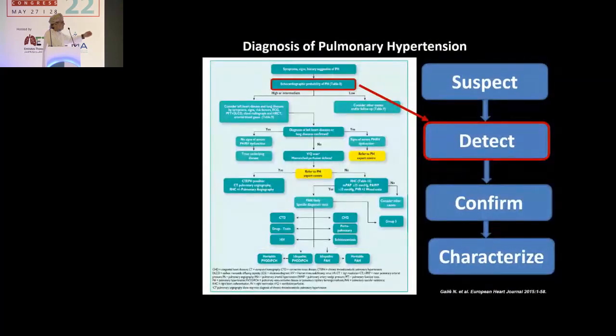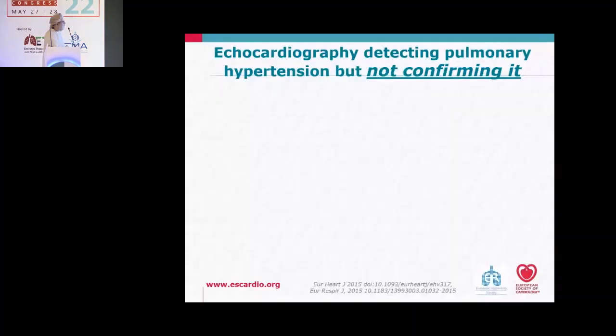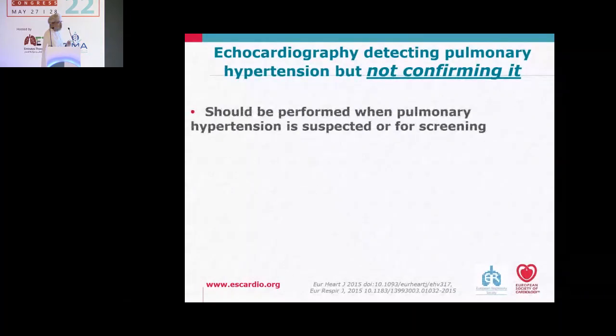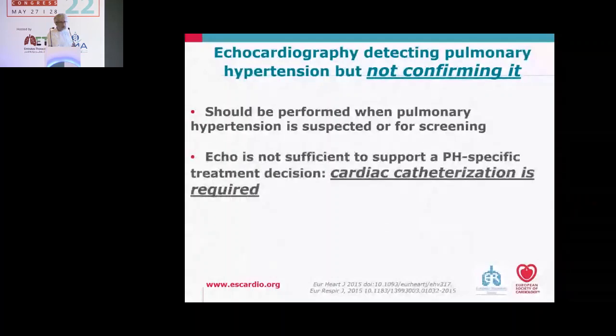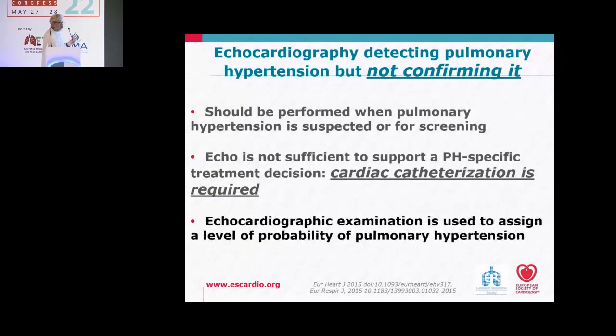Echocardiography is detecting pulmonary hypertension, not confirming pulmonary hypertension. So we should know that echocardiography detects pulmonary hypertension but does not confirm it, and it should be performed whenever pulmonary hypertension is suspected or for screening. Echo is not sufficient to support specific treatment or decision. Cardiac catheterization is a must. So we shouldn't treat patients based on echocardiography. The right heart catheterization is important.